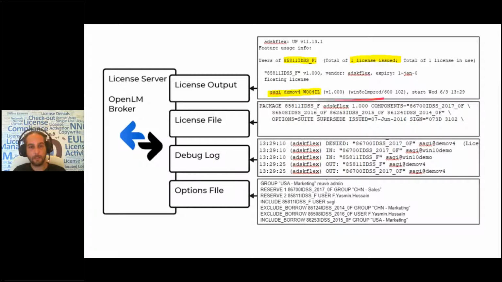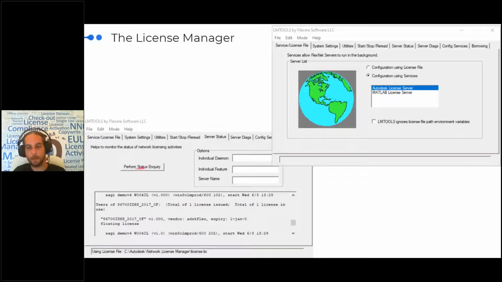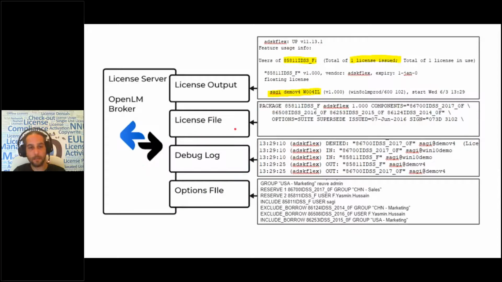Well, first of all, license output. As I said, it just clicks it many times, reads it, puts it in the database. The license file itself is being read and parsed, meaning it will know your packaging, it will know the amounts, it will know expirations, everything that the license file holds.